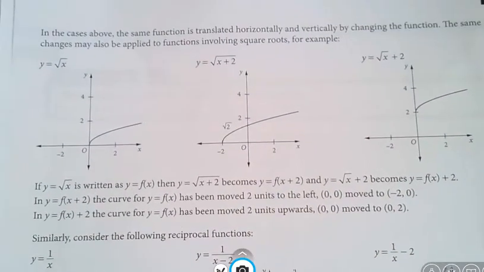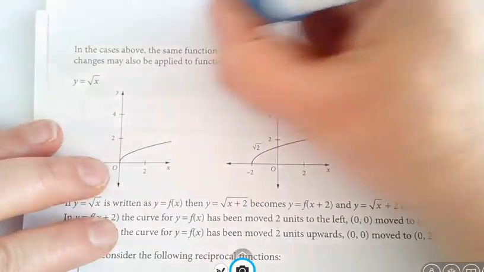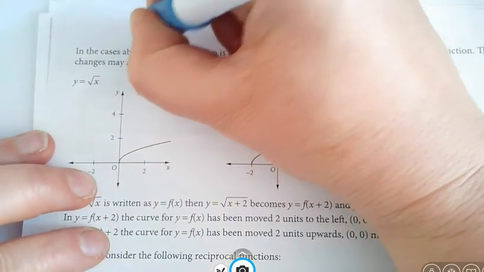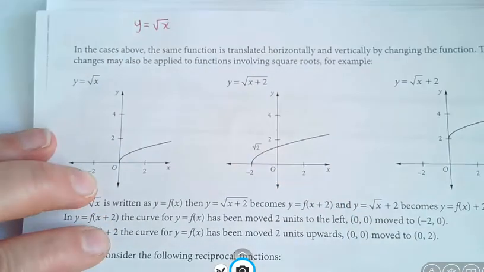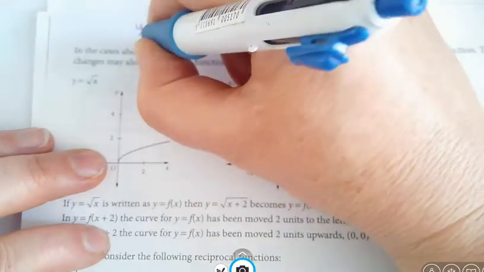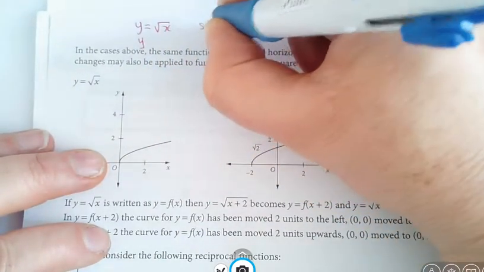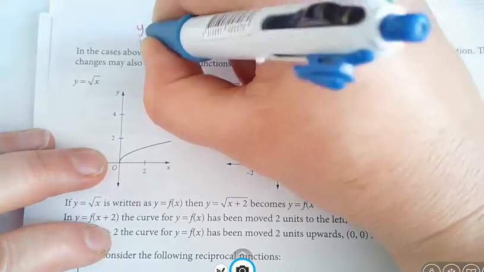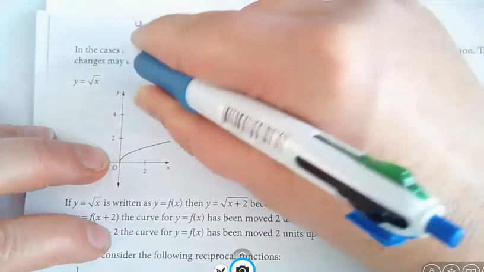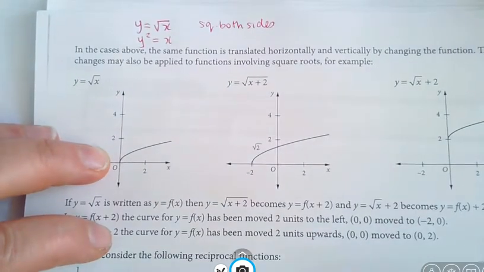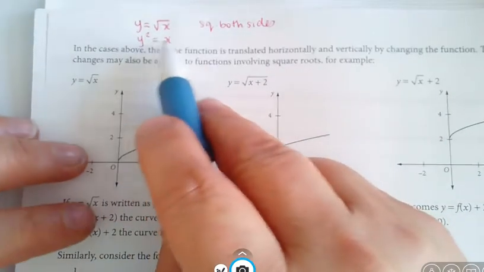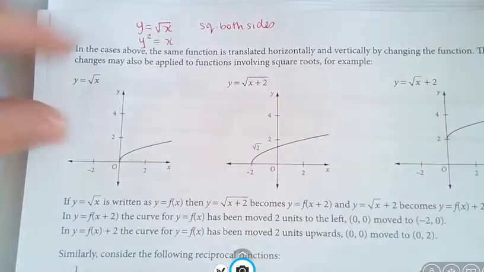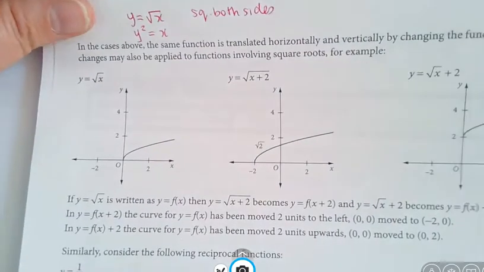I'll tell you why. If I take the first graph, y equals square root of x, and if I square both sides, what do I get? Now, you're used to y equals x squared for a parabola, aren't you? Because this is x equals y squared, your x-axis becomes your y-axis, and you just turn it around.